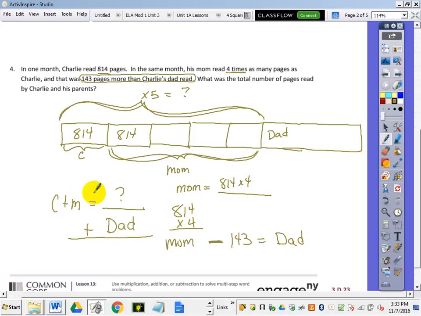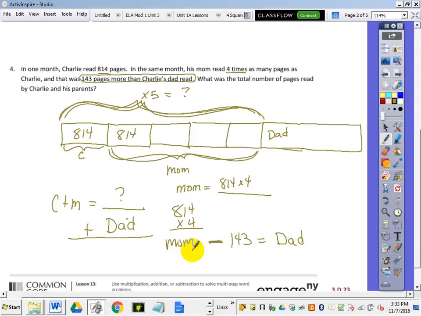So once we get Charlie and mom together, this whole thing here, we got that number right here. We're going to put down dad's total. We got to stop and do that. So take your time, figure out what mom's total is by herself. So stop and say 814 times 4. Go ahead and do that work right now. Get mom. Go ahead and pause.